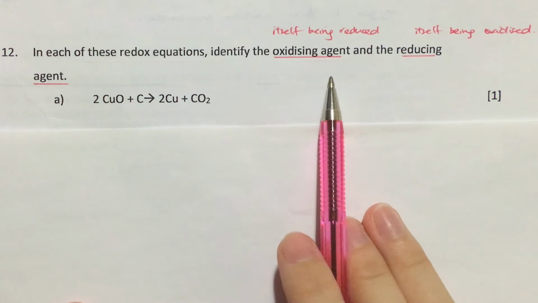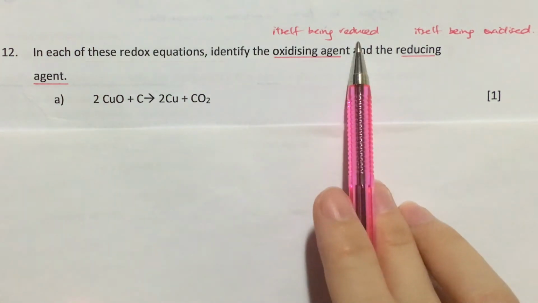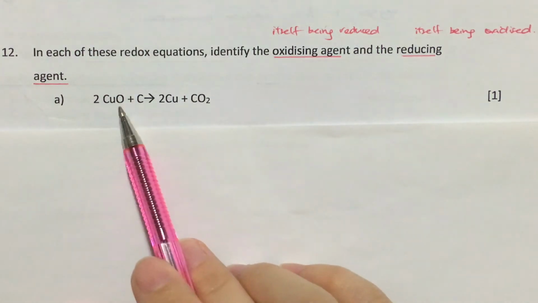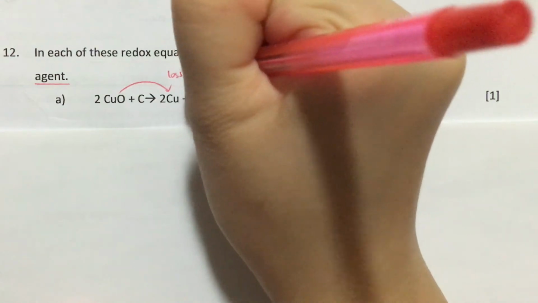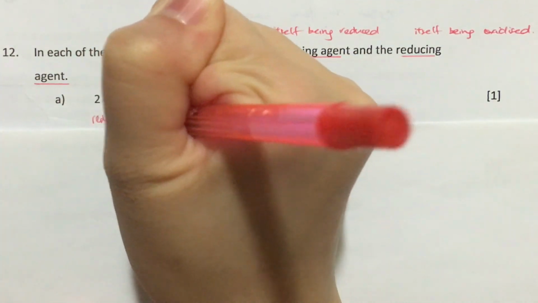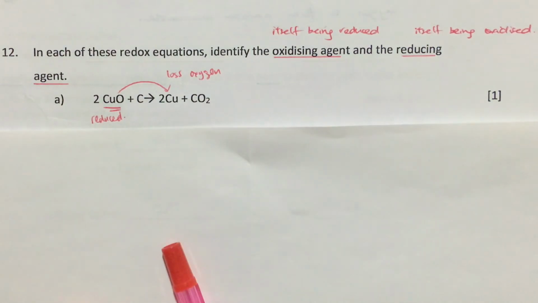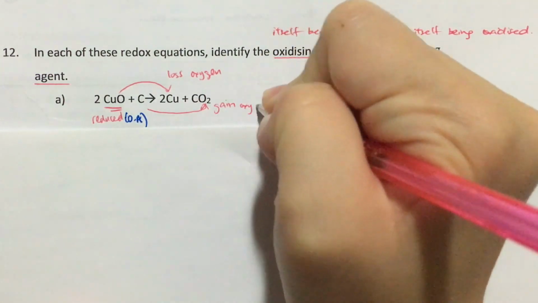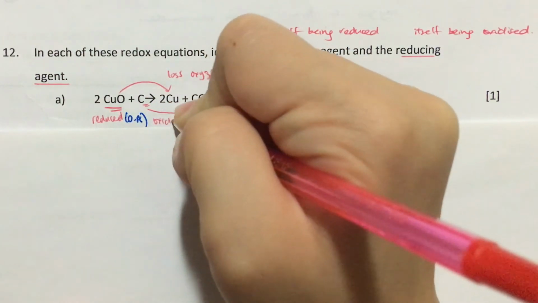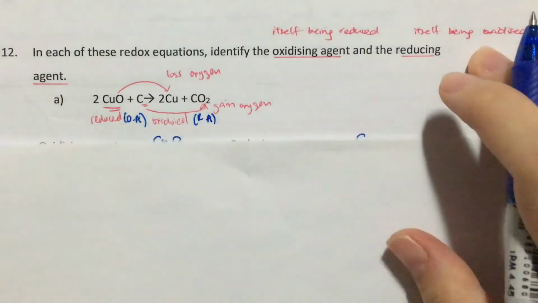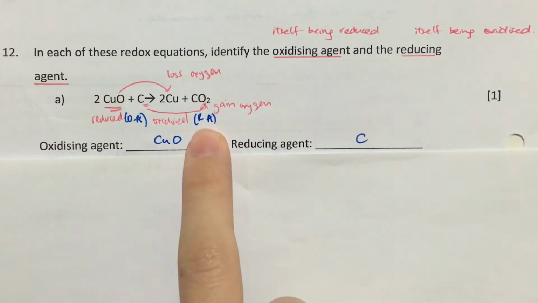Here, they want you to identify the oxidizing agent, which means it oxidizes others, itself being reduced, and the reducing agent, meaning it reduces others, itself being oxidized. Let's take a look. From CuO to Cu, this has lost oxygen, which means that CuO has been reduced. If it has been reduced, it is my oxidizing agent. Next, carbon to carbon dioxide. This has gained oxygen, which means that my carbon has been oxidized. If it has been oxidized, itself being oxidized means it's a reducing agent. So when you fill up the blanks, oxidizing agent would be CuO, reducing agent would be C.